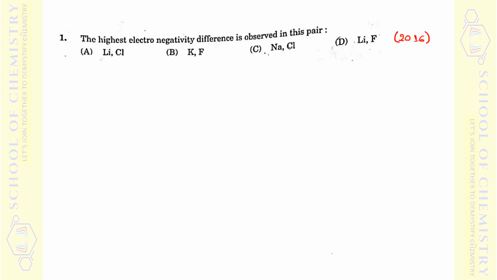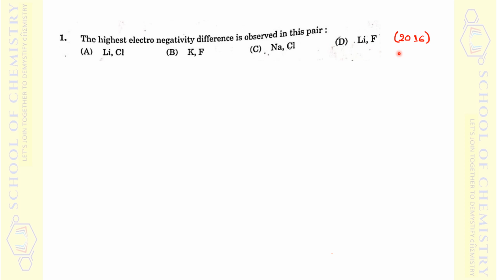First question. In this question, they have asked, the highest electronegativity difference is observed in this pair. Actually, it is not a new question, so it is directly taken from KSET 2016 itself, and these kind of questions have even appeared earlier in the CSIR NET examination. So that's how it is always beneficial to solve old questions. Definitely such questions can sometimes be asked or picked directly from the earlier examinations.